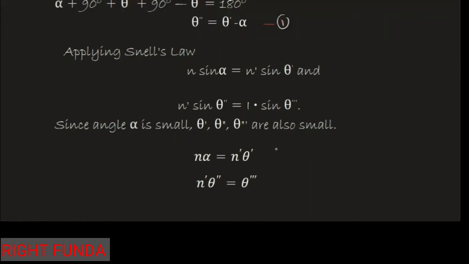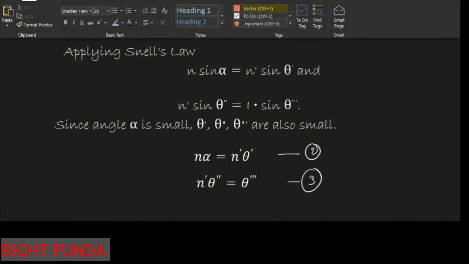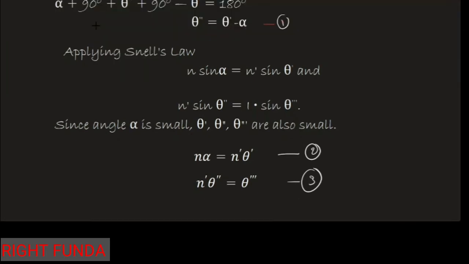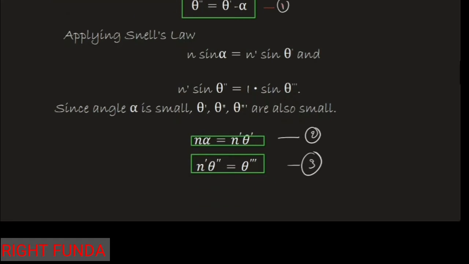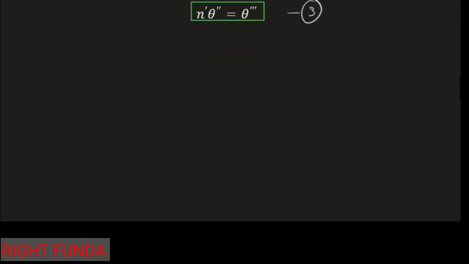This I got as equation number 2 for the small angle case. This is equation number 3. These three equations are there. If I write these three equations and simplify them, then I can get the values of theta dash and theta double dash in terms of the known quantity alpha.